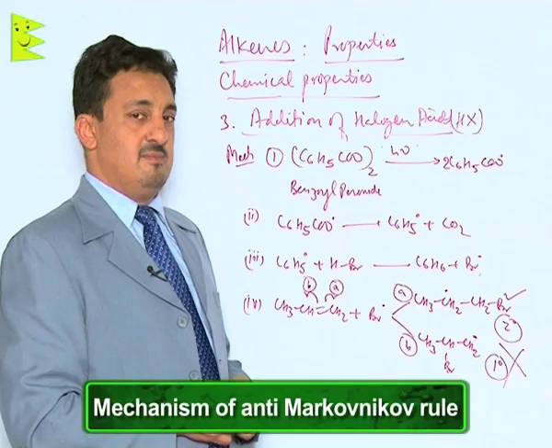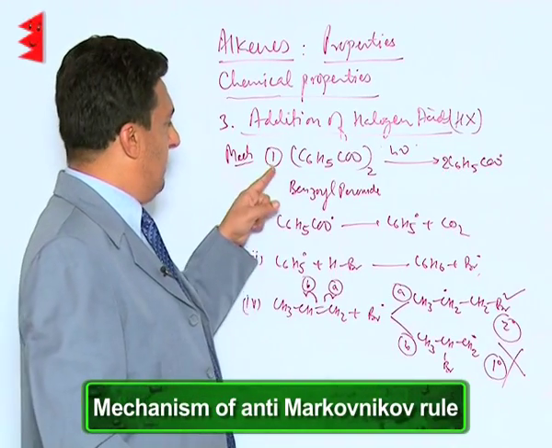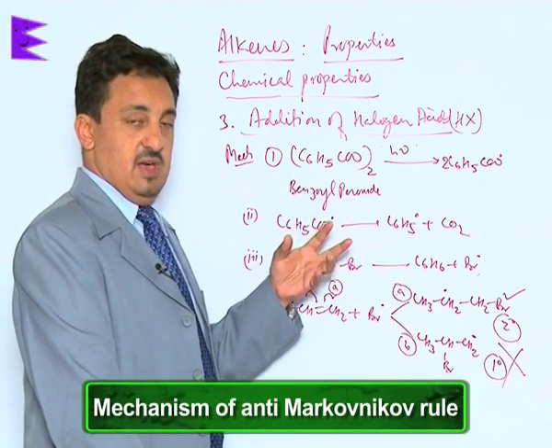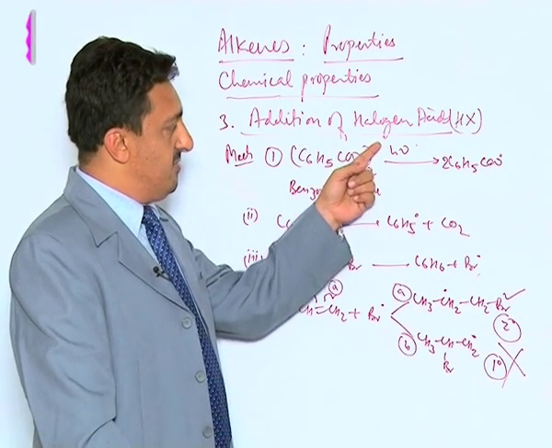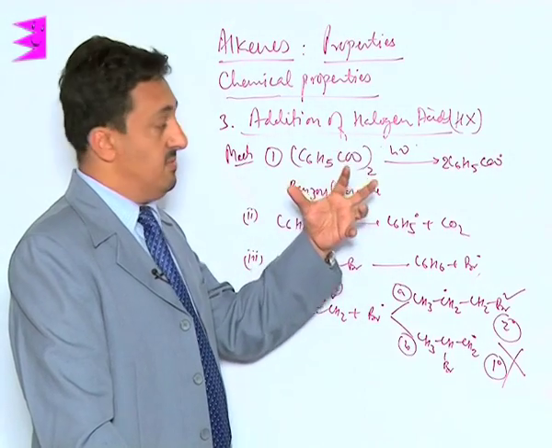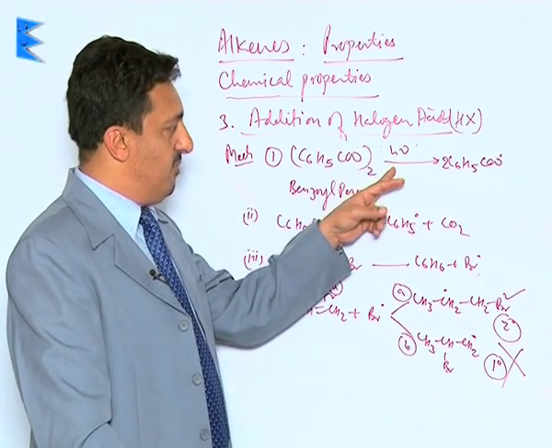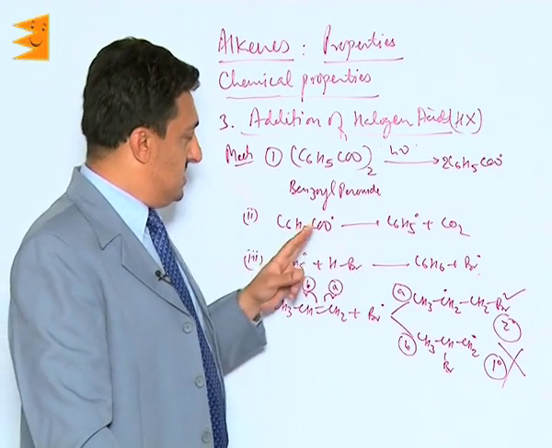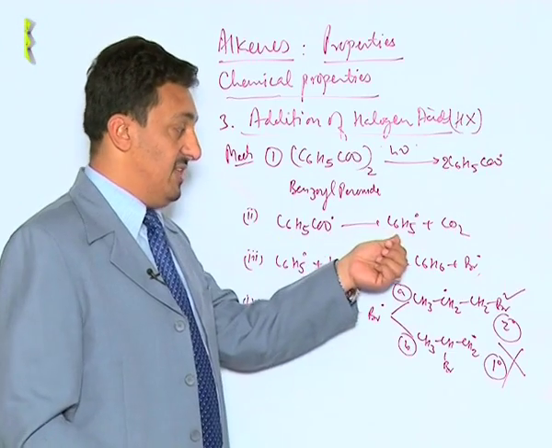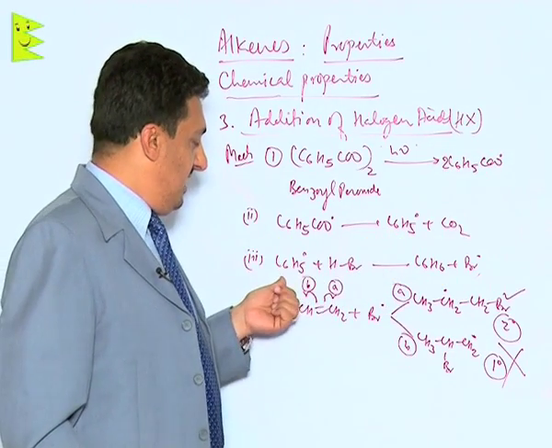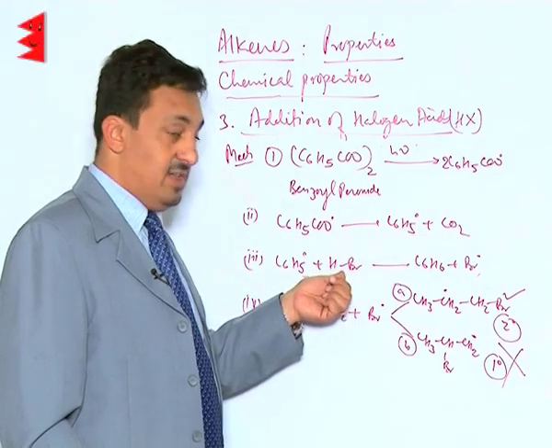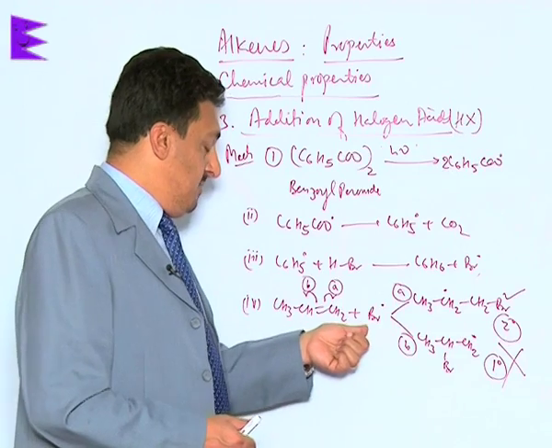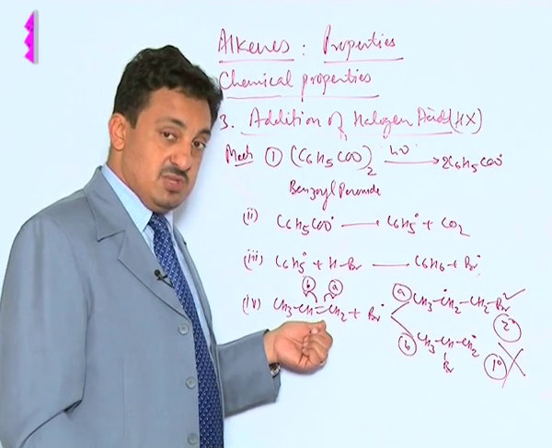Now let us see the mechanism of the anti-Markovnikov's rule. Firstly, the benzoyl peroxide, which is used as an initiator, under the influence of UV light or powerful sunlight, breaks down into carboxylate free radicals. This carboxylate free radical then changes into phenyl radical plus CO2. This phenyl radical combines with HBr and leads to its homolytic fission, which gives benzene and bromine radical. Now this bromine radical shows a free radical addition to this alkene.